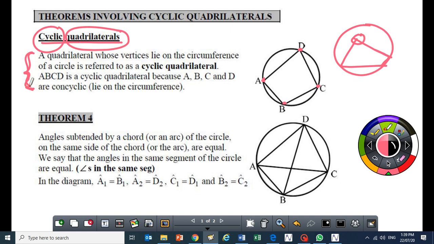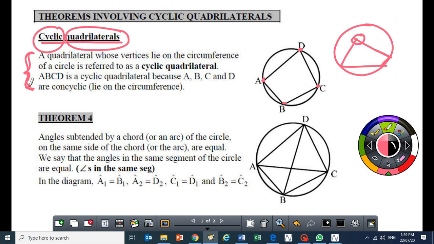Now there are three theorems on cyclic quadrilaterals. Now the numbering of the theorem is not very important, but there are 3. For me this year, my 4th theorem was the first one under cyclic quadrilaterals. It says angles subtended by a chord or an arc of the circle on the same side of the chord or arc are equal.